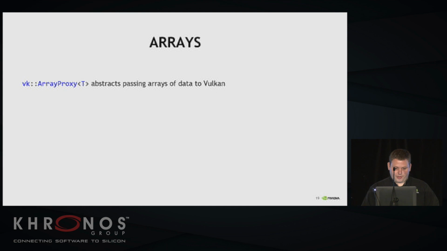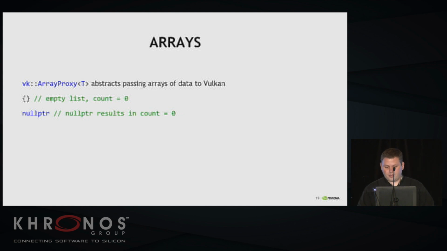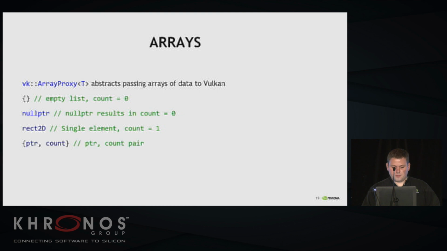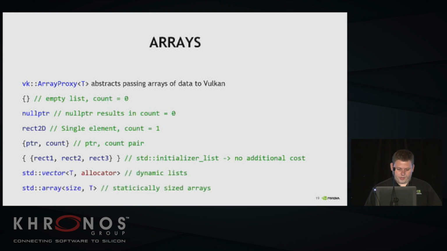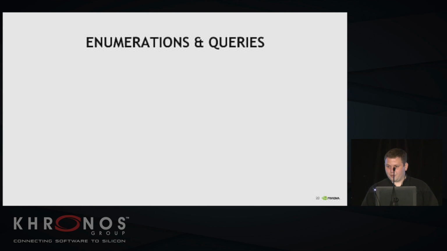And the ArrayProxy itself can accept an empty list, it can accept a null pointer, which says, oh, I don't have any data. A single element, like you just pass a rectangle. You can pass a pointer and count pair in case you really have data in this way. You can make it construct an initializer list of multiple rectangles in this case. You can pass an std::vector or an std::array. And now you can pass in all your nice containers into the API.